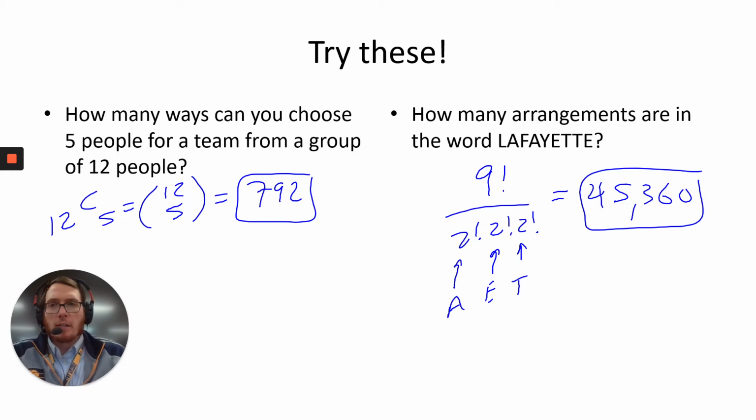First one says, how many ways can you choose 5 people for a team from a group of 12? So this means order doesn't matter, which means it's combination. This should be 12 choose 5, and you should be able to plug that into your calculator and get 792.